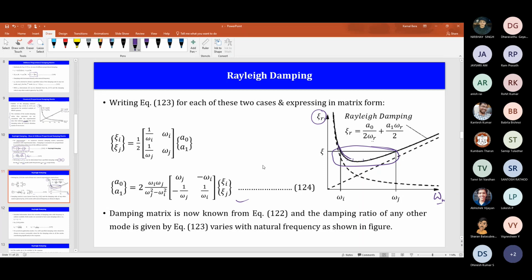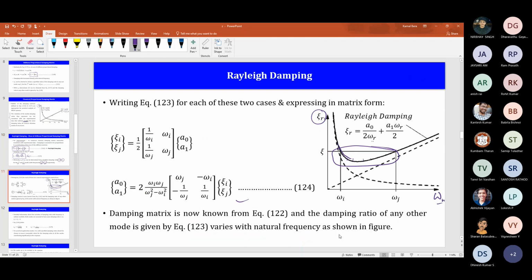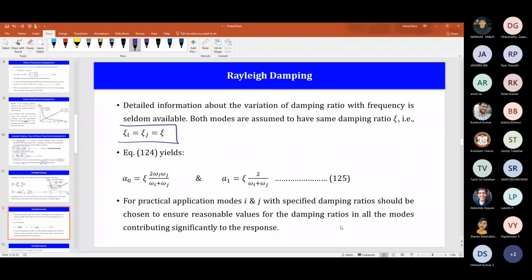Okay, the expected thing, as opposed to only the mass and stiffness proportional damping matrix. Now, usually for convenience, or since experimental data are not available for many modes, we choose the damping ratio for these two modes, omega i and omega j, to be equal. So if the damping ratio for both modes is zeta, that is zeta i equals zeta j, then it further simplifies, and the constant becomes this.